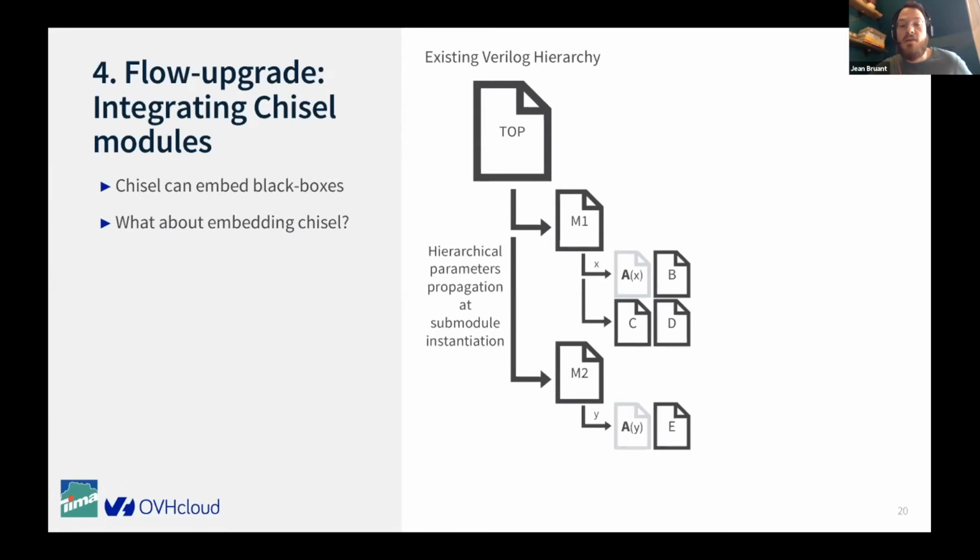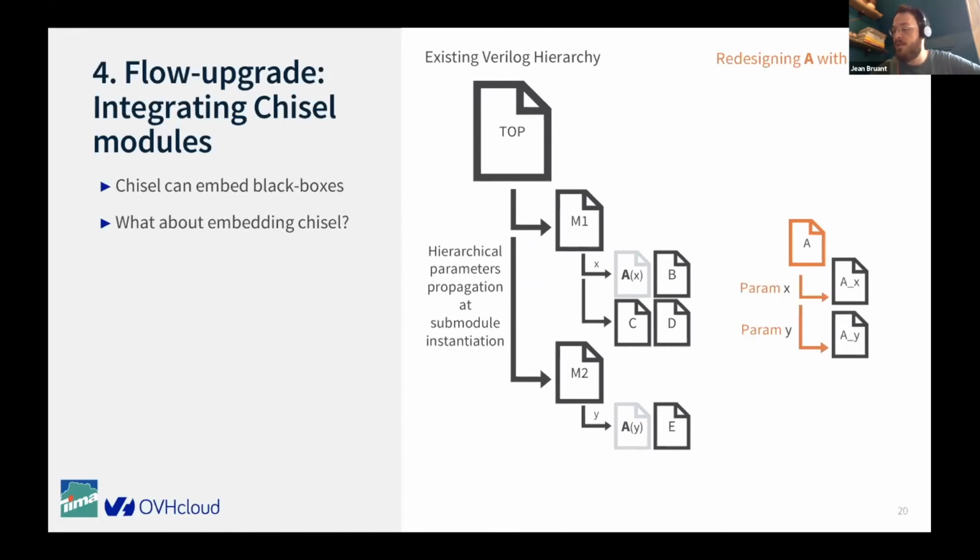So given a simple hierarchy with these M1 and M2 modules, and then you have this A module, which is parameterized once with an X, and the second time parameterized with a Y. The question is, how do you propagate parameters that are given by the top and propagated by parameters, respectively? So when you design this same module with Chisel, it is able to get parameters, which will give you two distinct Verilog files. And these Verilog files, AX or AY, are not able to replace the module A in context because they don't take parameters anymore.